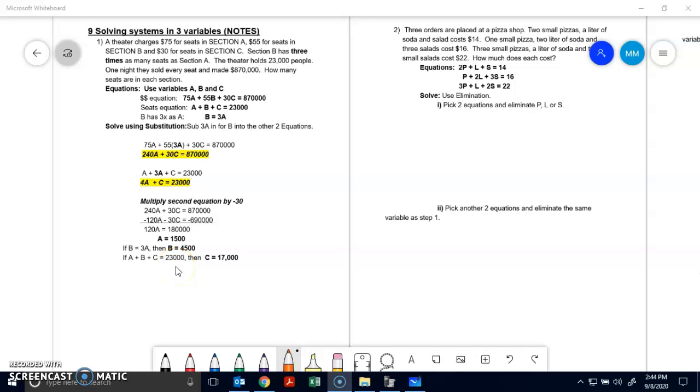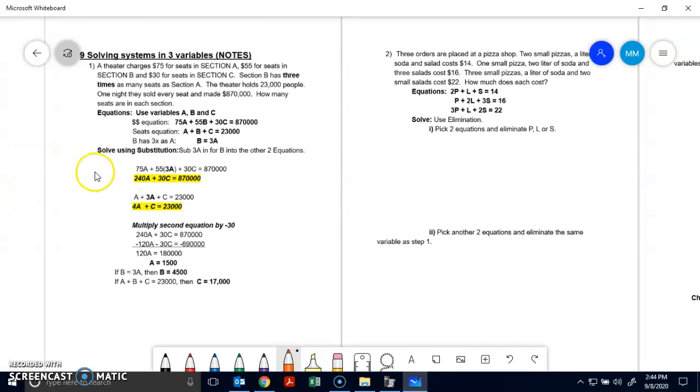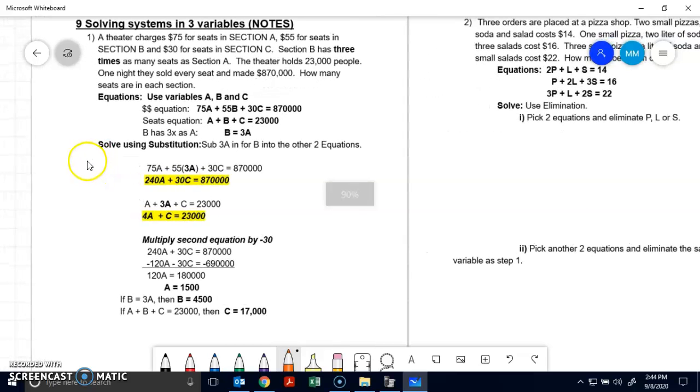Today we're going to be looking at multiple variables and multiple equations. We're specifically doing three variables. So we talked about substitution and elimination yesterday. Now we're going to do it with three variables. So the first one, substitution, is pretty easy.